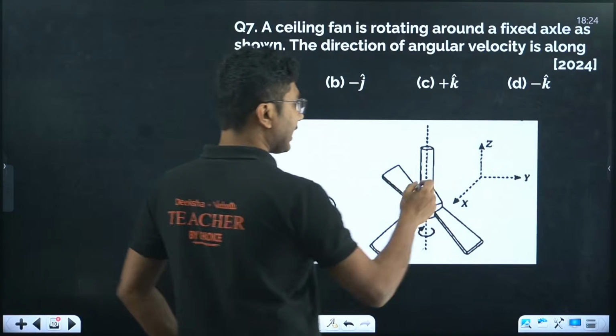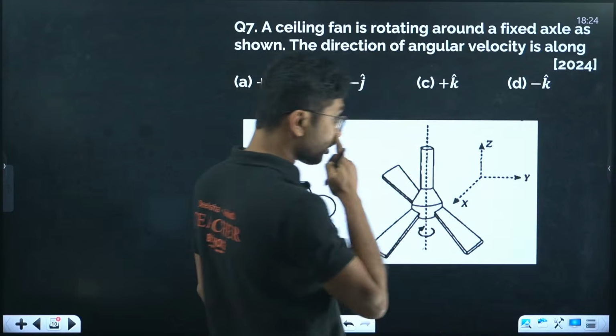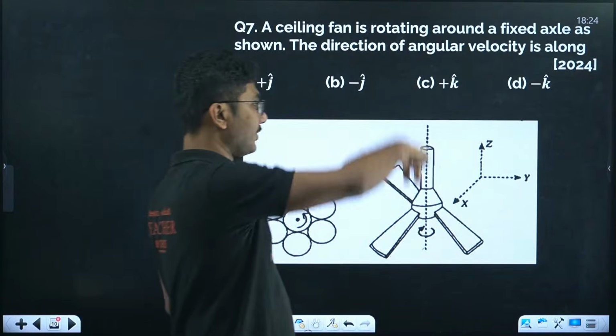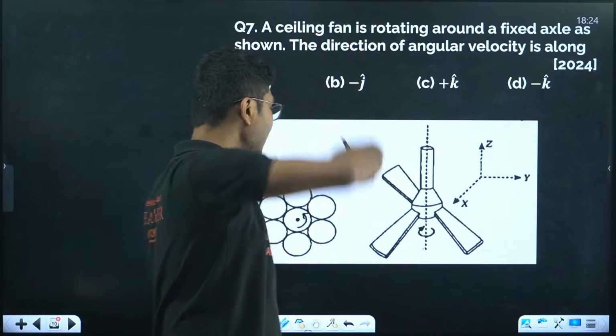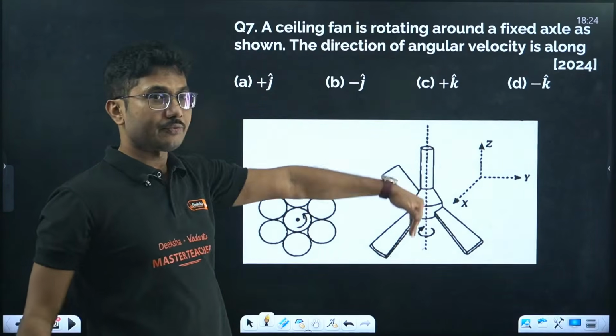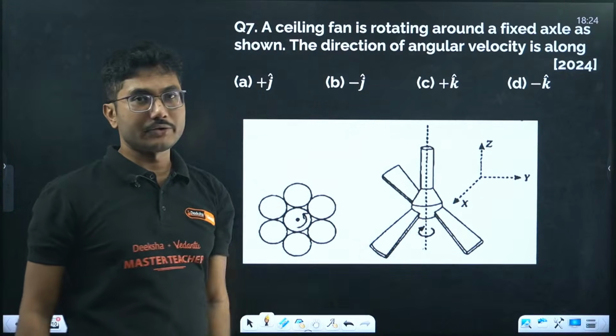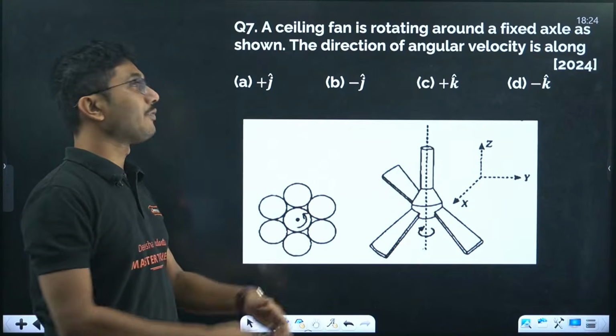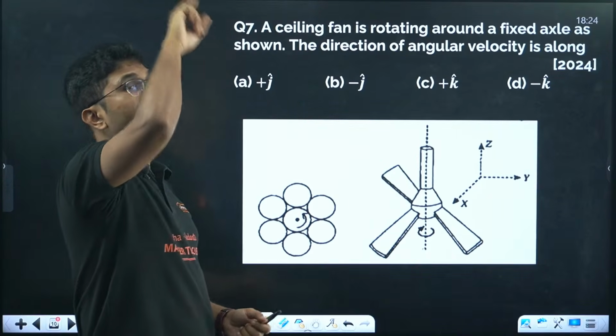So if you see in the diagram, the x, y, z axes are also given and the rotation is given. This is from the top of the ceiling fan. This is from the bottom view of the ceiling fan. If you observe from the top, you will see that the fan is rotating like this.